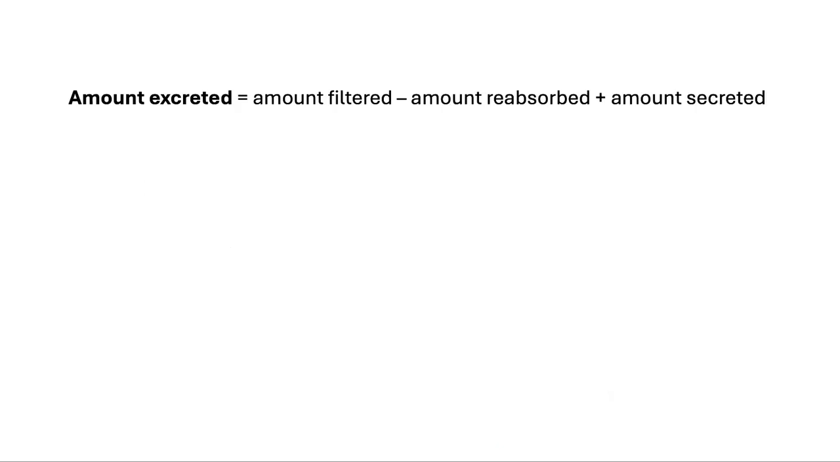Okay. So what you need to consider when talking about this process of filtration, reabsorption, and secretion is how these interact to produce urine. We're going to use several different terms: capsular fluid, tubular fluid, filtrate, and urine. Urine is the final product. Urine is what you excrete out.